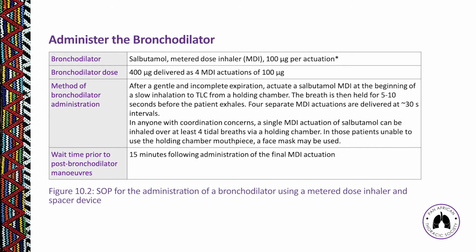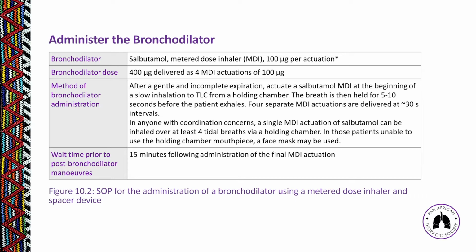So there are two main ways to administer the medication, and the first one is using a metered dose inhaler and spacer device. And there is a standard operating procedure for that, which can be taken from the ATS ERS 2019 update to spirometry from the data supplement. So the bronchodilator drug you're going to give is salbutamol through a metered dose inhaler, 100 micrograms at a time. So each puff is 100 micrograms.